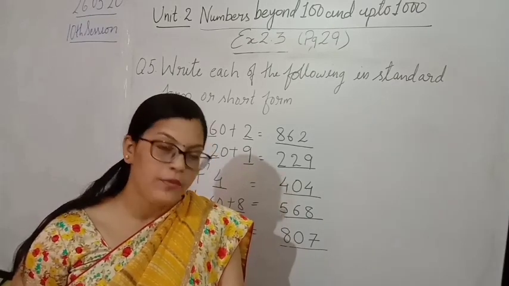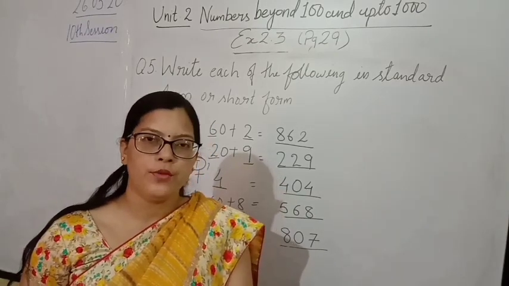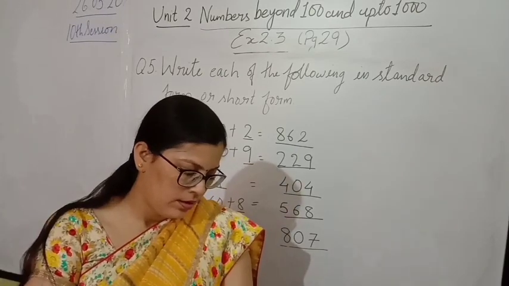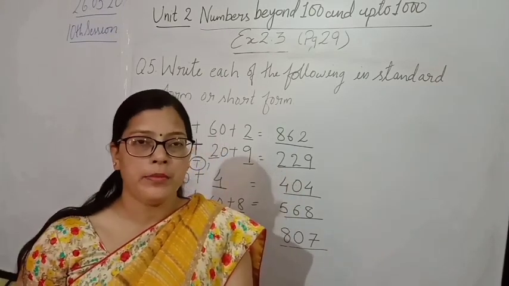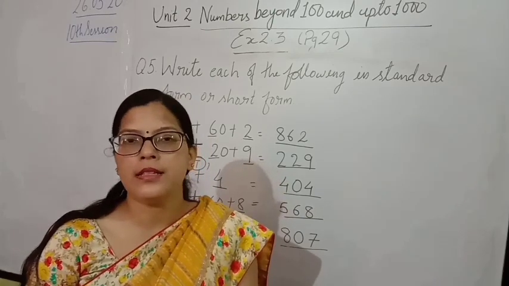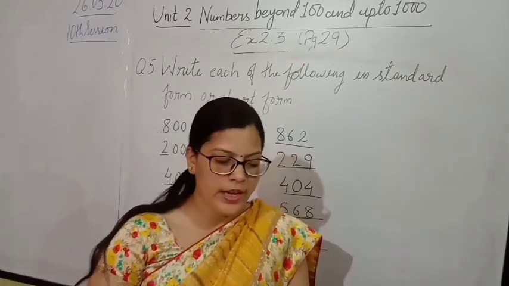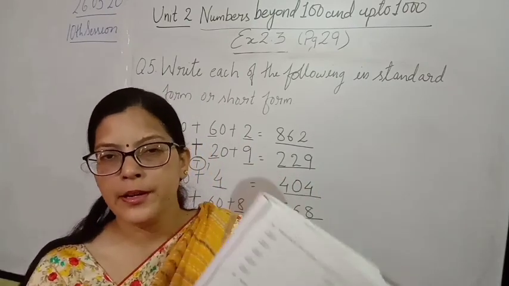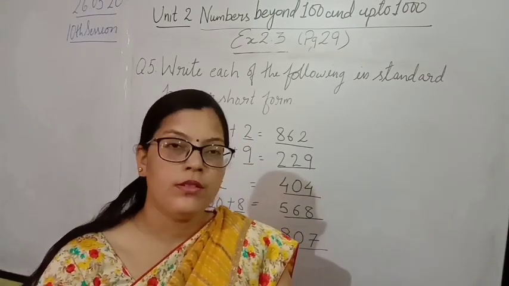Okay, so here we complete our exercise 2.3. Next session we'll discuss the topics of comparing numbers and arranging numbers in ascending and descending order. So complete all of your homework in the book. Clear? So take care.